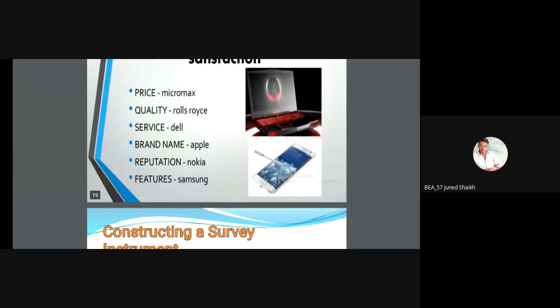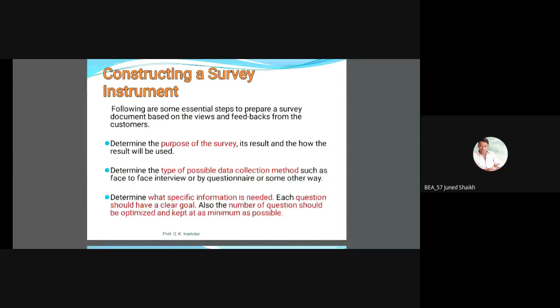Conducting a survey instrument. A survey is nothing but discussing with people, and at the end of that discussion or survey we get an analysis for that particular product. Following are some essential steps to prepare a survey document. Determine the purpose of the survey, its result, and how the result will be used. Determine the possible data collection methods, such as face-to-face interview or questionnaire or some other way.